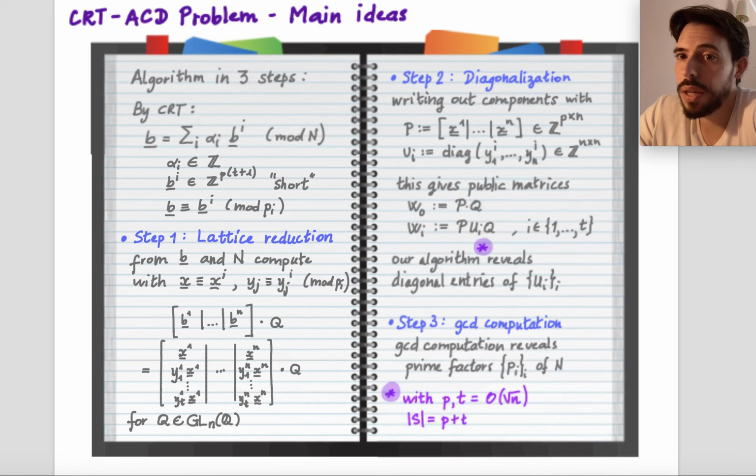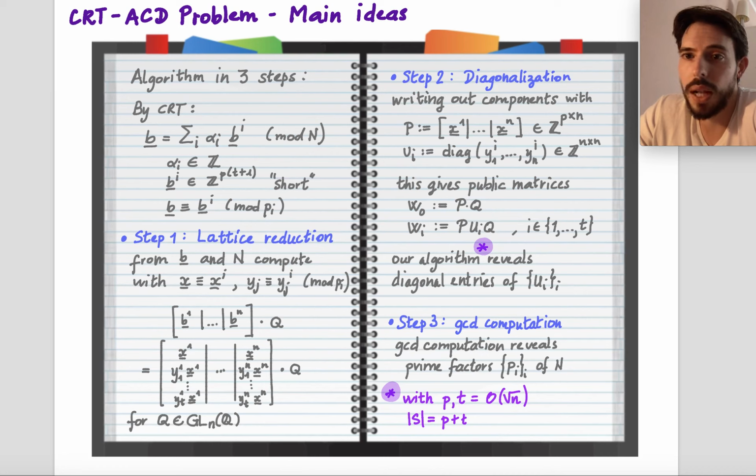Now the parameters go inside this second step, and as we have seen previously, the first algorithm supports parameters p and t that are of the order big O of square root n, which gives then this quadratic improvement on the algorithm of Coron and Pereira.